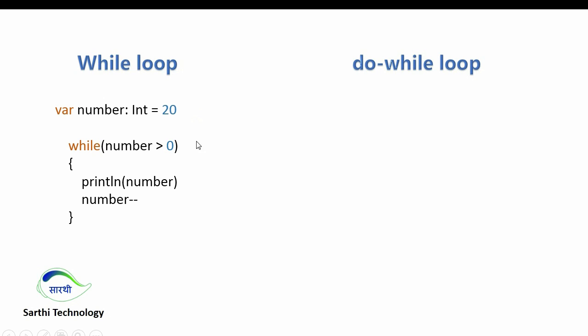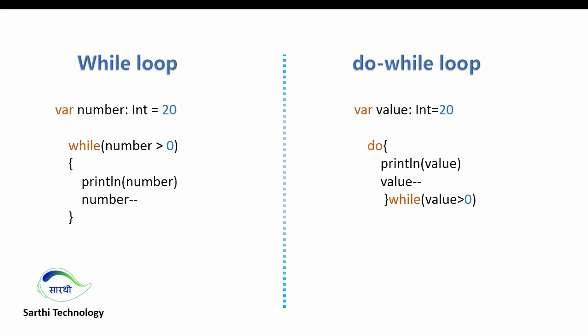We have a number variable of integer type and its value is 20, and here while this number is greater than 0, print number and decrement this number variable. This is almost the same as Java and C++, and same here with do while loop. Here we have the integer value 20 and here do print the value, then decrement, and while value is greater than 0.